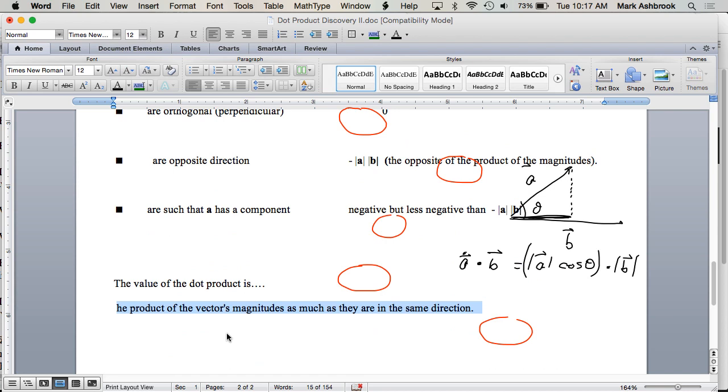So here's an alternate formula. The formula I gave you at first: multiply the components and add them together. That's how you did the sheet. You can also calculate it this way: the product of the magnitudes times the cosine of the angle between them when they're tail to tail.